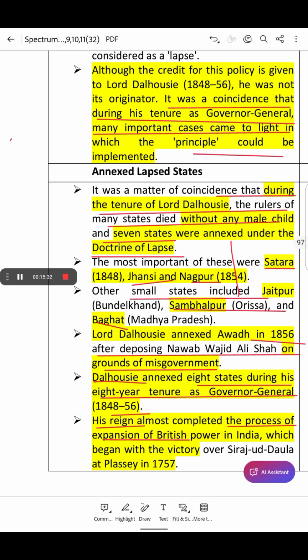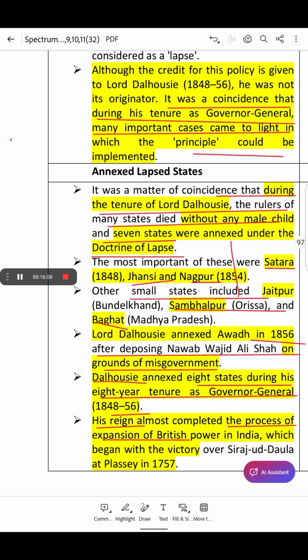But Dalhousie's principle was a major Indian takeover, because before Dalhousie there was no clear case where an adopted son was denied the right to inherit the entire kingdom. The idea of considering a kingdom as lapsed due to no direct heir was mostly developed and used aggressively during Dalhousie's rule of 8 years.